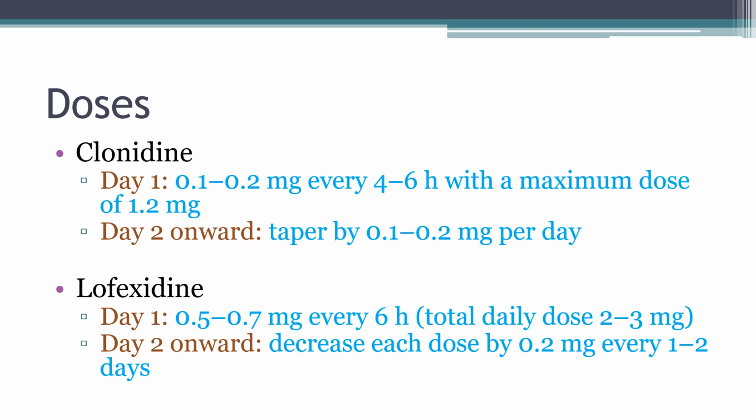Clonidine, when used for autonomic hyperactivity, on day 1 is 0.1 to 0.2 milligram every 4 to 6 hours with a maximum dose of 1.2 milligram, and taper by 0.1 to 0.2 milligram per day. Keep in mind this is a central sympatholytic, so BP can drop. So keep a check on the blood pressure of the patient as and when required. And for lofexidine, it is day 1, 0.5 to 0.7 milligram every 6 hours. Day 2 onward, decrease each dose by 0.2 milligram every 1 to 2 days.